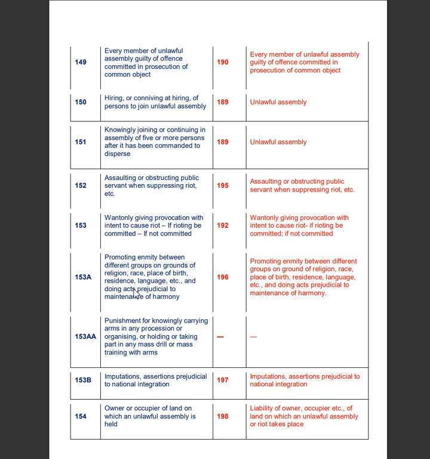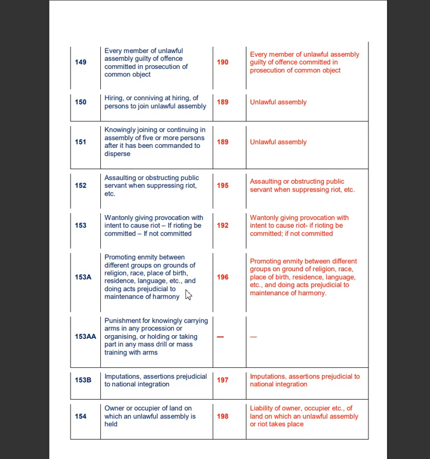Section 153A of the IPC deals with promoting enmity between different groups on grounds of religion, race, place of birth, residence, language, etc., and doing acts prejudicial to maintenance of harmony, whereas Section 196 of the BNS deals with promoting enmity between different groups on grounds of religion, race, place of birth, residence, language, etc., and doing acts prejudicial to maintenance of harmony.